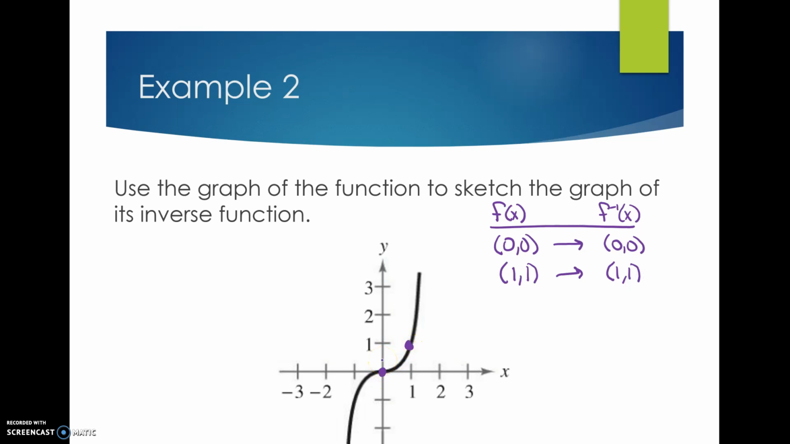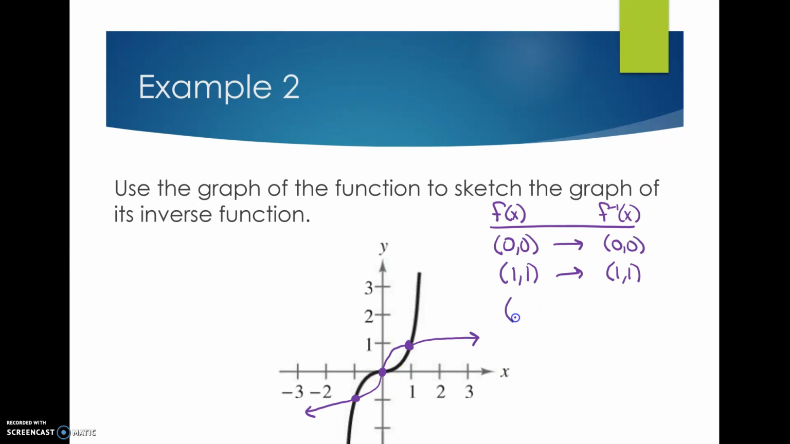But if we reflect this over that diagonal line, do you see how this is probably going to curve like that on the inverse? And then it'll curve around to get to this point, (-1, -1). It'll curve around that way. And then it'll arch like that and like that. So there is the inverse function.